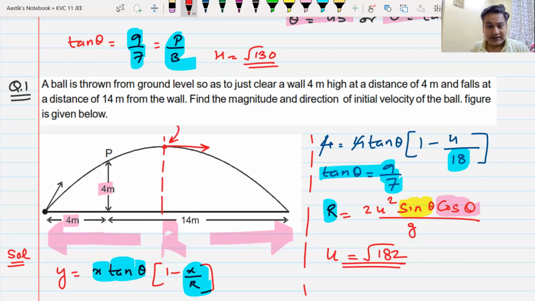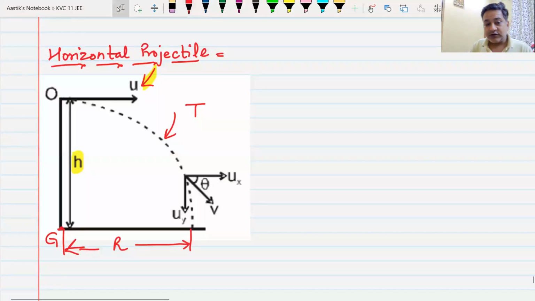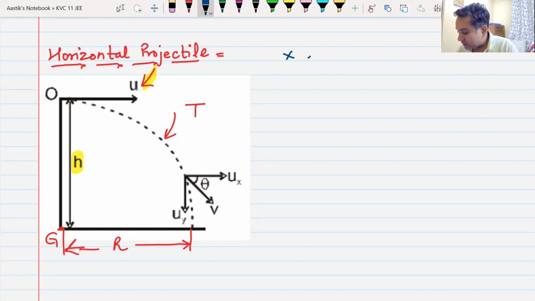That's it. If you understand this, then the thing becomes very simple. Now we can write the facts about this horizontal projectile. Again, we will have to make two equations. One equation along x-axis and the other equation along y-axis. I hope you understand this, yes or no?